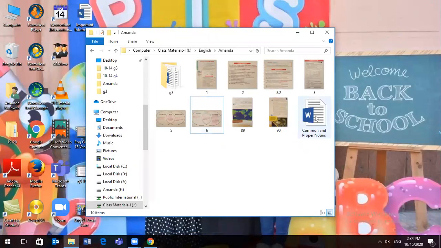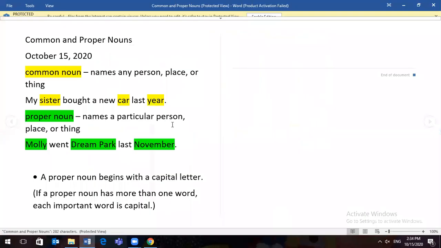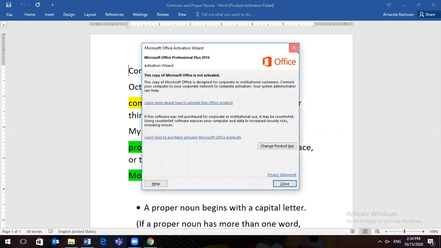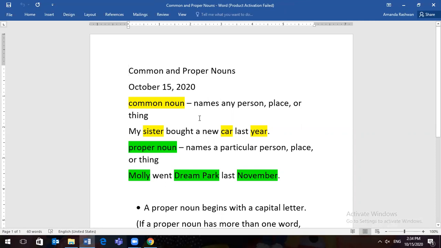All right, let's move on to grammar today. Today we talked about common and proper nouns, okay? A common noun is a noun that names any person, place, or thing, like sister, car, or year. Okay, sister is common. Many people are sisters. Car is common. There are many cars. Year, of course, we call every year a year. These are common nouns that are shared by any person, any place, or anything that they relate to.